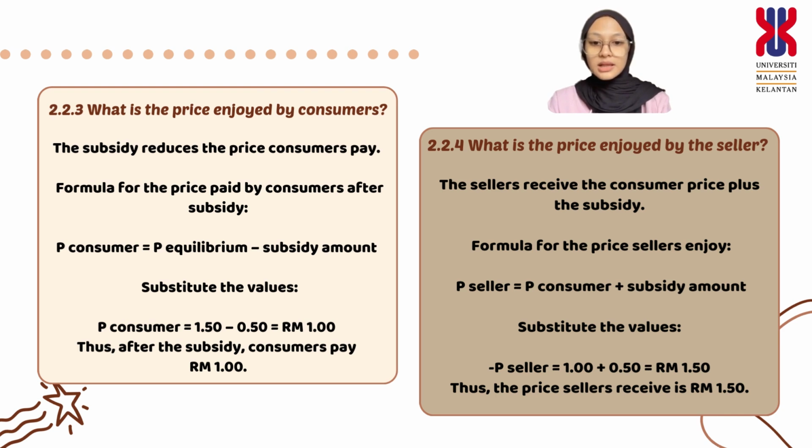Question 4. What is the price enjoyed by sellers? Sellers receive the consumer price plus the subsidy. Using the formula, seller price is RM1 plus 50 cents, which is RM1.50. This demonstrates how subsidy benefits both consumers and sellers, lowering costs for buyers and ensuring sellers still receive a higher price.